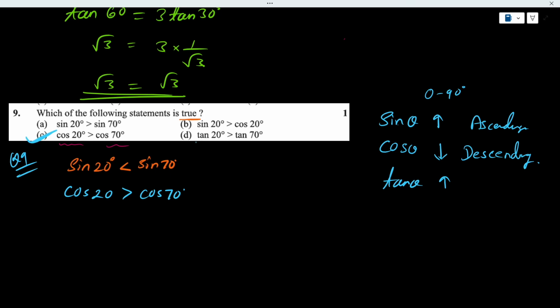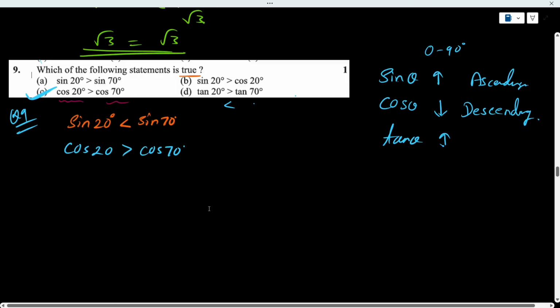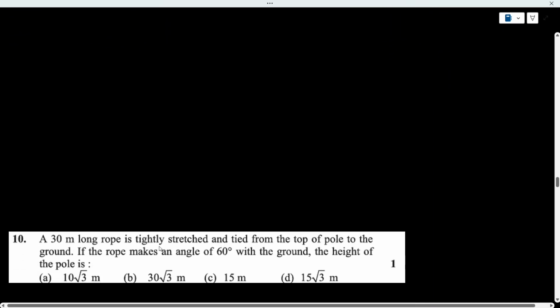Let us see option D also. Tan 20 is going to be less than tan 70 because tan is increasing. If the angle is increasing, the value also will increase. So for the ninth question, option C is your right option. Let us go for the next question now.